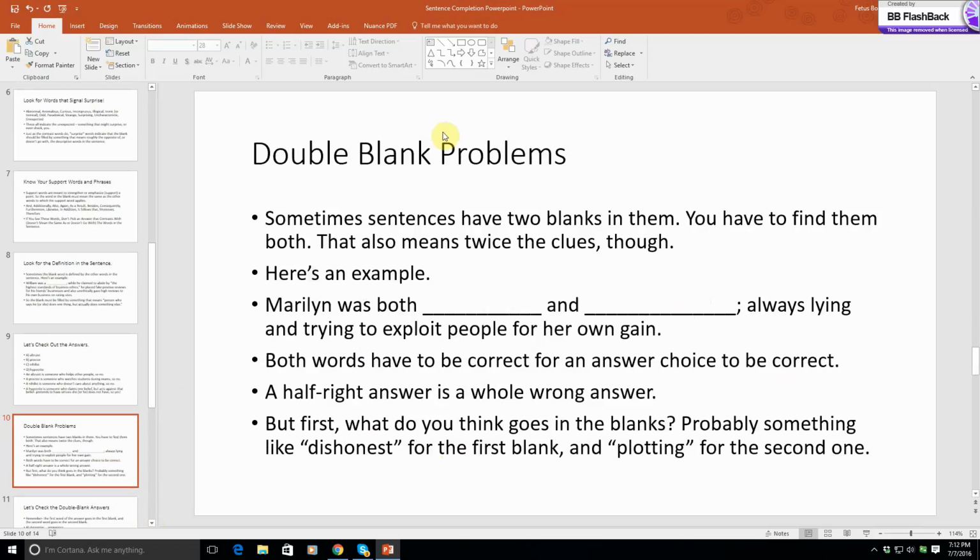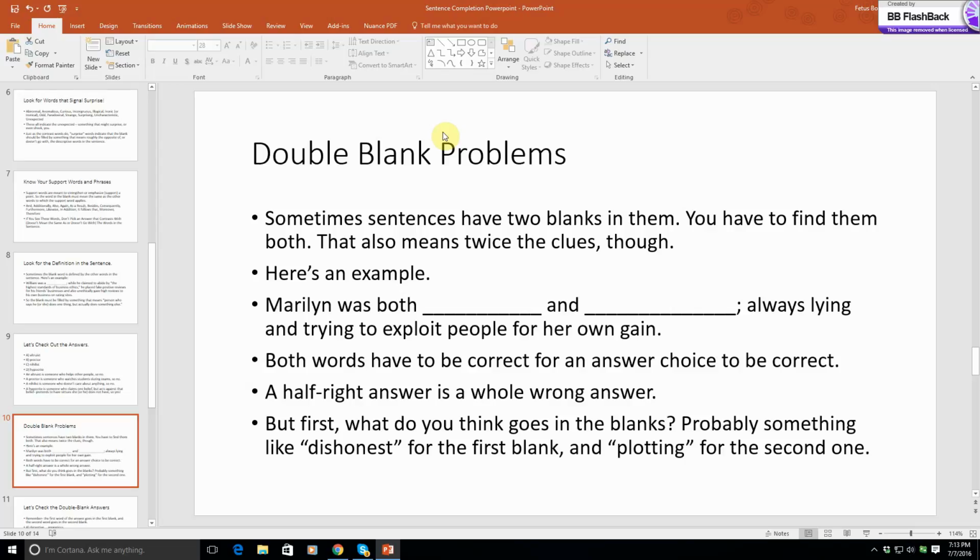Now we're on to double blank problems. Sometimes sentences have two blanks in them. You have to find them both. That also means twice the clues, though. So you'll have two words that you can look at and see if they're right. Here's an example. Marilyn was both blank and blank, always lying and trying to exploit people for her own gain.